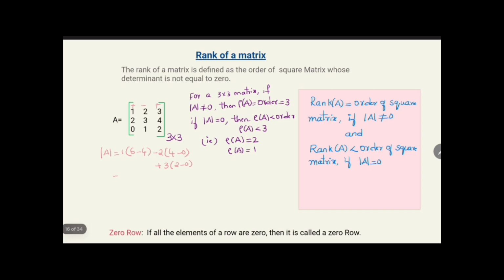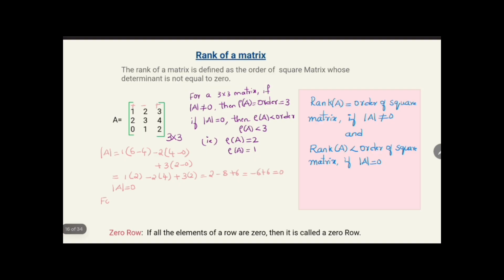2 minus 0. So this is equal to 1 into 2 minus 2 into 4 plus 3 into 2, which is nothing but 2 minus 8 plus 6 minus 6 plus 6 is equal to 0. Now the determinant is equal to 0. So the rank of the matrix will be less than the order. That is, it will be less than a 3 by 3 matrix, right?